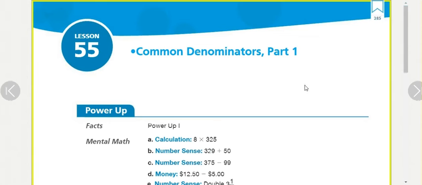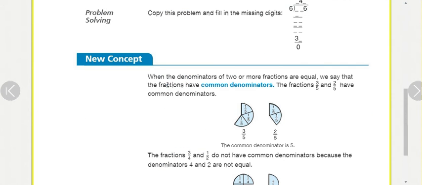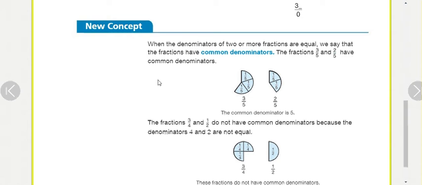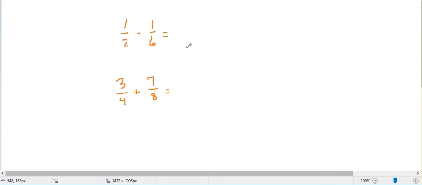Course 1, Lesson 55 teaches us more visually what we already know about adding and subtracting fractions and what's required. Common denominators part 1 is Lesson 55. Common denominators. Some great visuals here. Let's just remind ourselves what we're talking about. We've done these before, have we not?